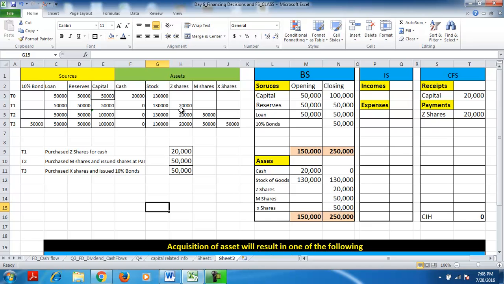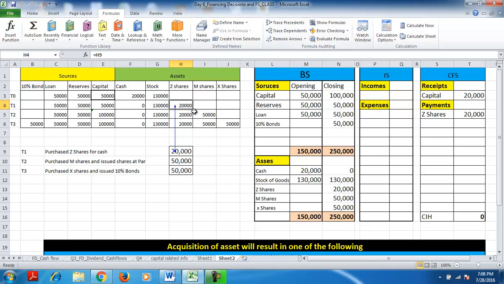So acquisition of asset in this case, shares of 20,000, 30,000, 50,000 and 50,000, resulted in an increase in capital by 50, a decrease in cash by 20, and an increase in liability in the form of bonds, that is 50,000.